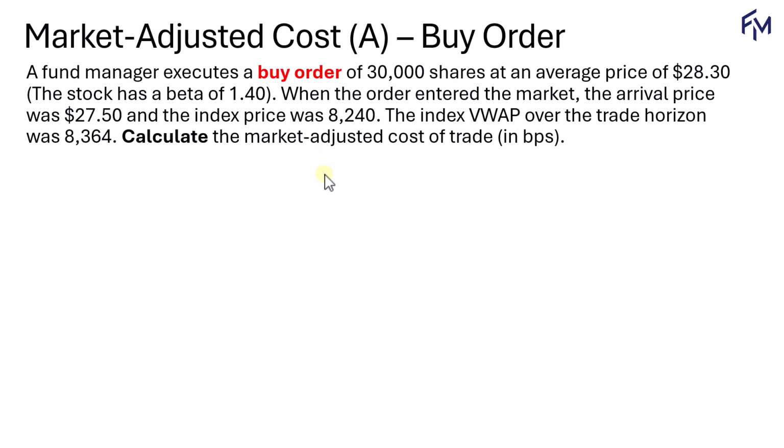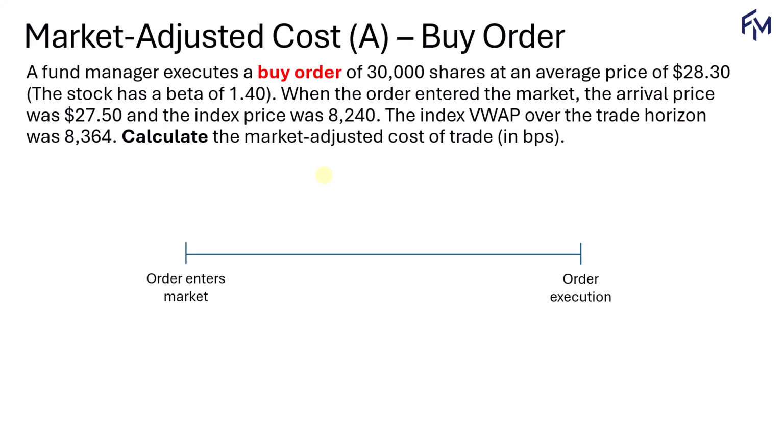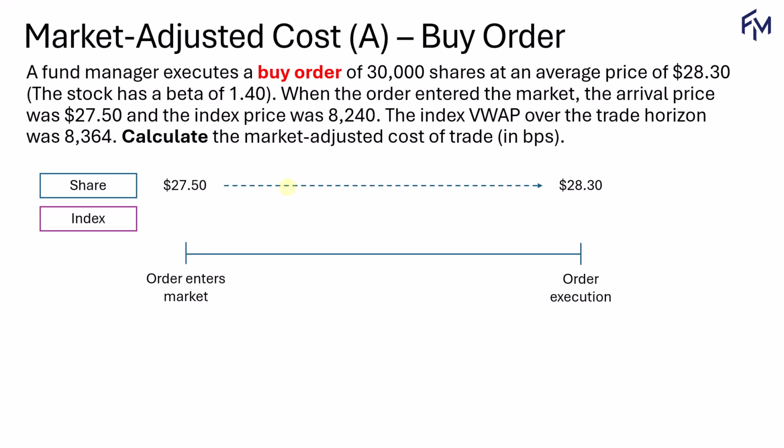So we have two events here. One would be the point where the order enters the market, and of course up to the point where the order is executed. We have the share, where the arrival price is $27.50, and then it goes all the way up to the execution price, which is $28.30. And for the index, we will measure the index arrival price, which is 8,240. This is measured at the point where the order enters the market, and the index VWAP would be 8,364.